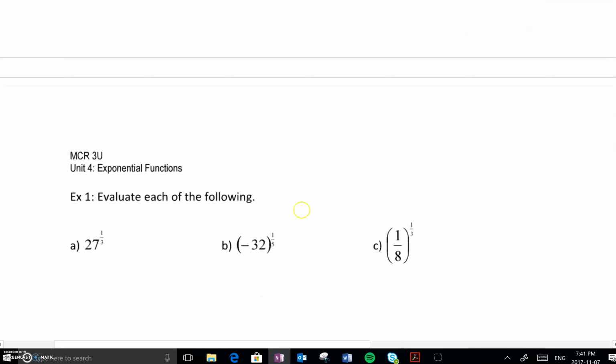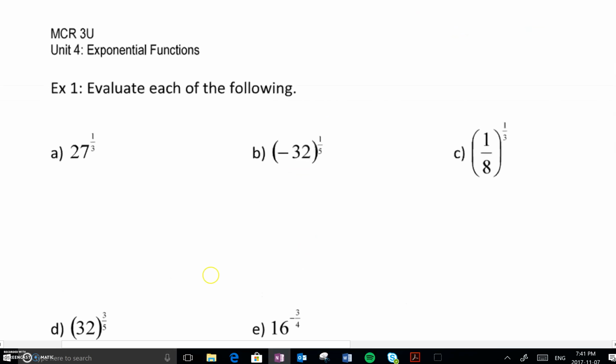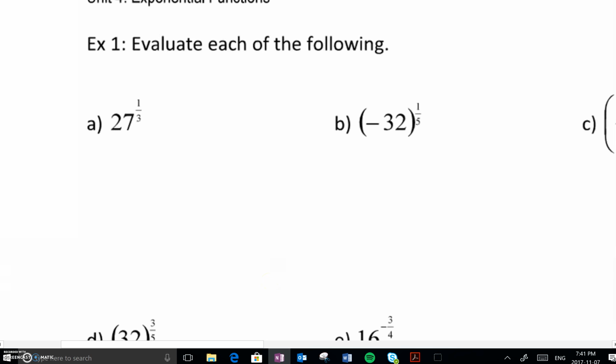So we're going to go ahead and start some examples because I feel like it might help to do a couple examples. So 27 to the power of 1 over 3. So what happens here is that we have an exponent that's a fraction. And when we have an exponent that's a fraction, we create a root. We put the base inside the root. We put the denominator as the index. And we put all this to the power of 1.